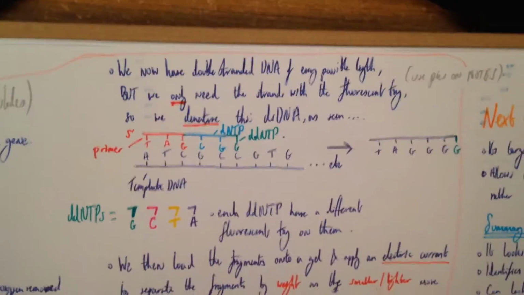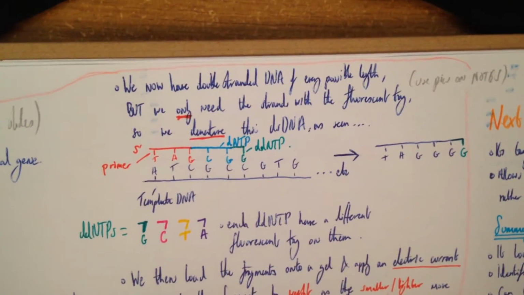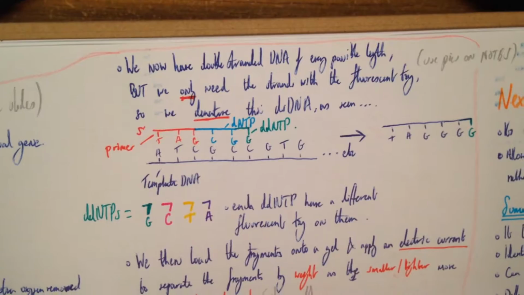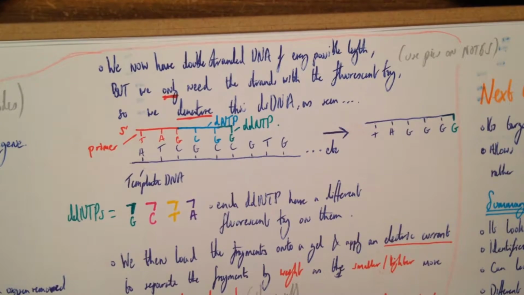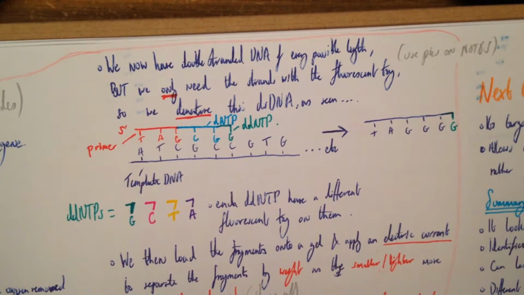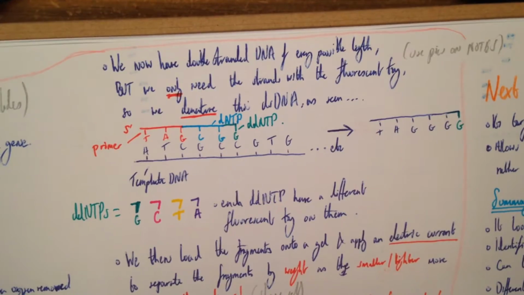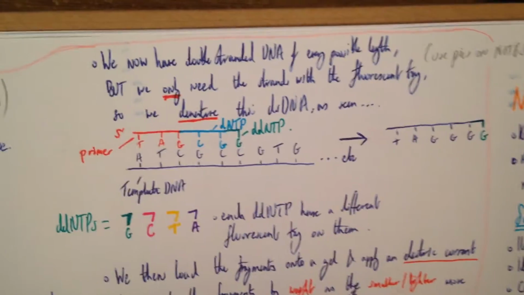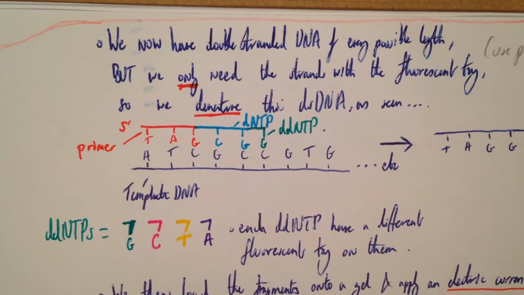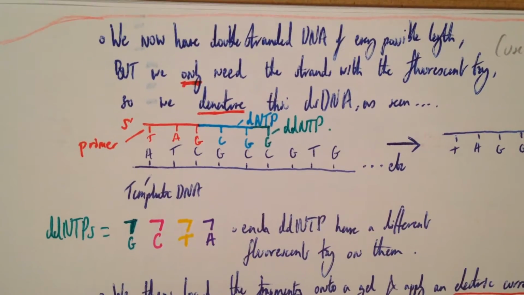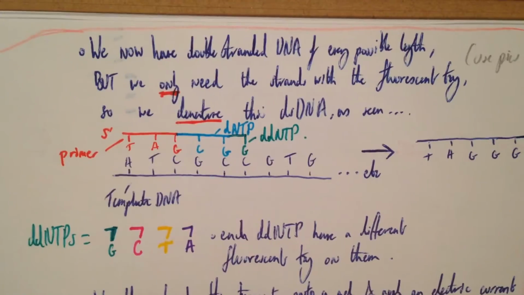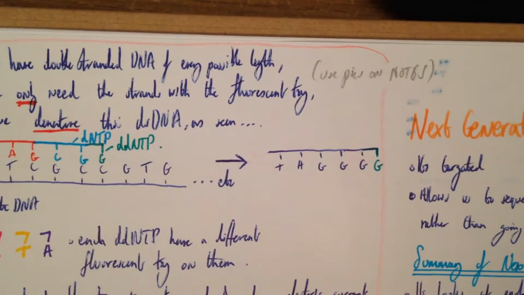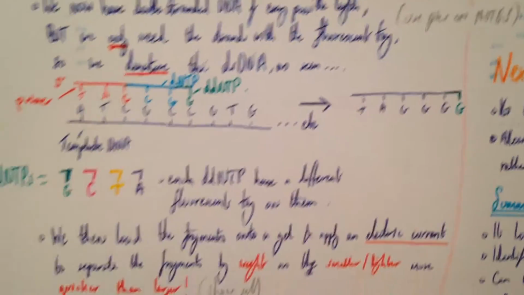Cool. And what we do now is that we have double-stranded DNA of every possible length, but we only need the strands with the fluorescent tags. So we denature the double-stranded DNA as seen. Here are our fluorescent tags, here's our double-stranded DNA. We want to denature it as we only need the strands with the fluorescent tags. So we denature this double-stranded DNA and we keep the part which has the fluorescent tag attached.